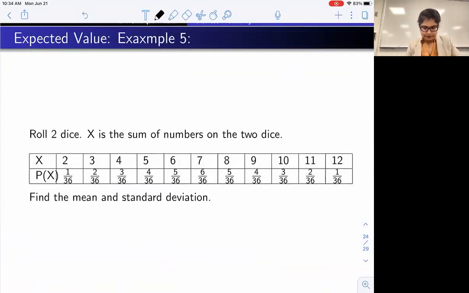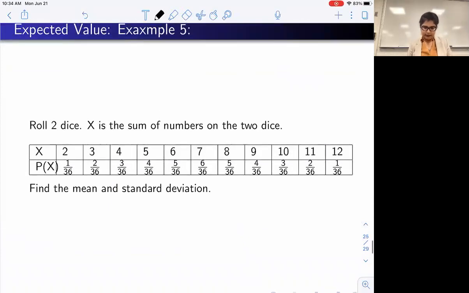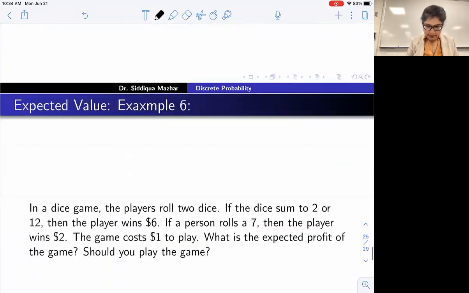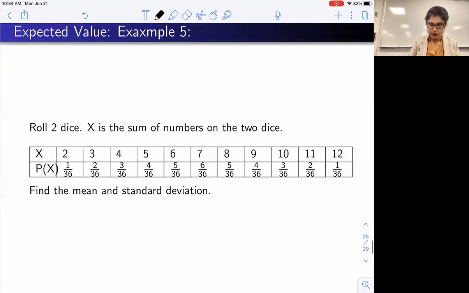Anyways, okay, I am going to tell this another example. The last example, I'm leaving it on you.